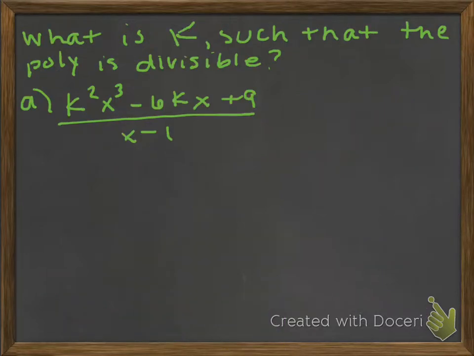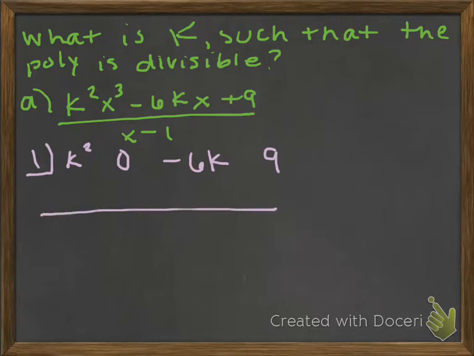So one more like that, just slightly different. So again, I'm doing the box with a 1. Since x minus 1, set that equal to 0, I get a positive 1. So I have k squared x cubed. I have no x squareds, so I need a placeholder. I have minus 6k for my x, and a 9.